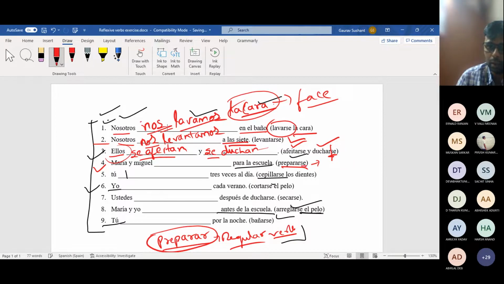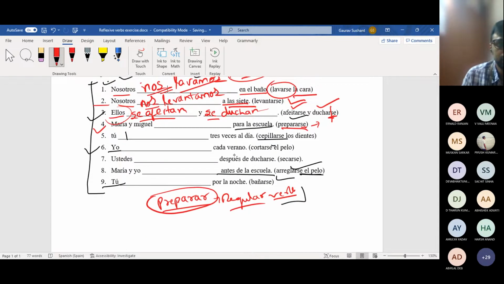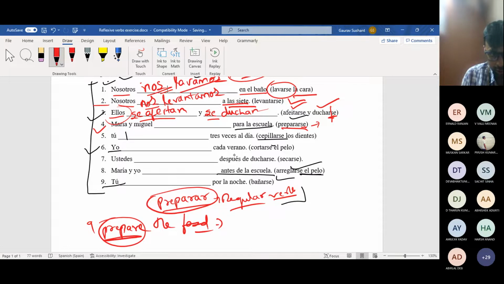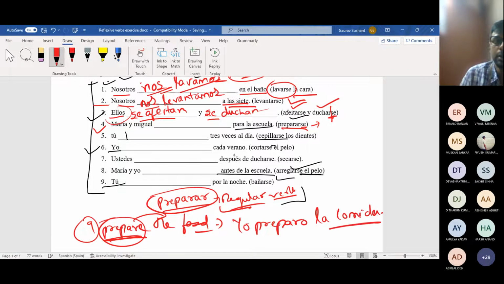Okay, with the pronoun. If you are just using preparar, for example, you can use it like this also: I prepare the food. Here the action of preparing is not done by the subject on himself. It is being performed on the food. So that is why you will be using this regular verb preparar here. So it will be yo preparo la comida. But here when we see number 12, then basically Maria and Miguel are preparing themselves.